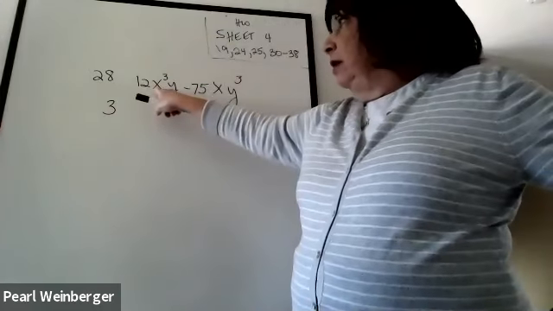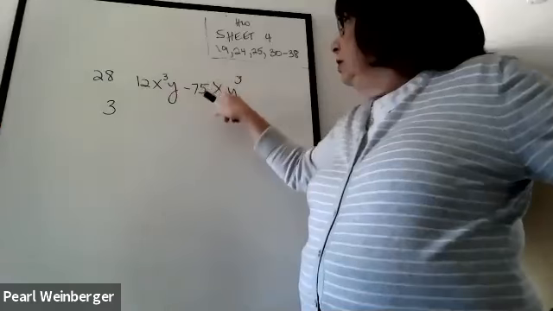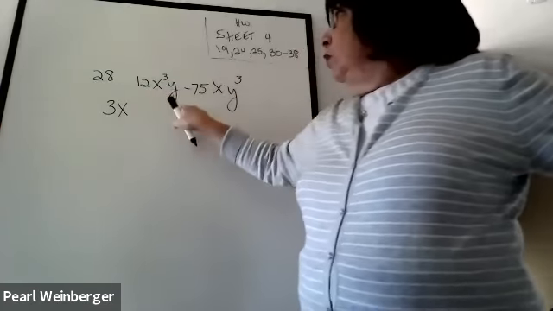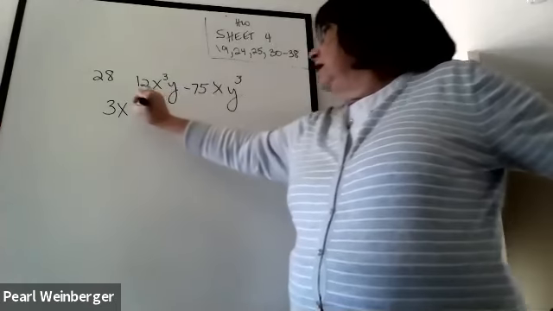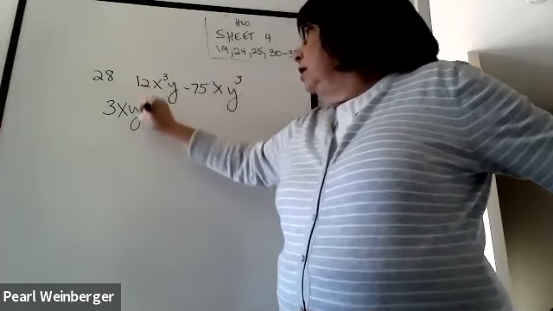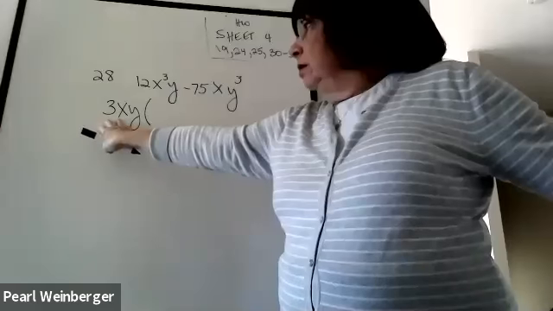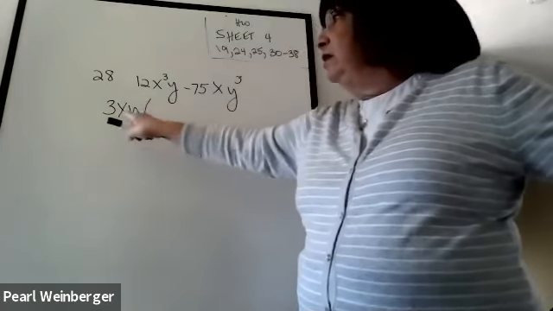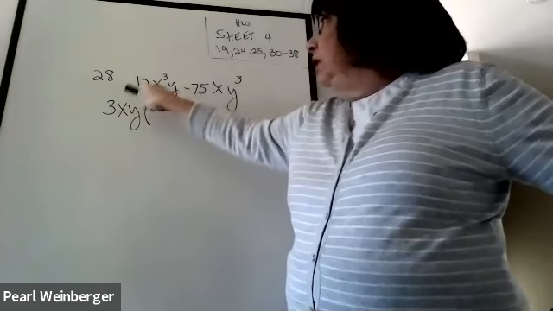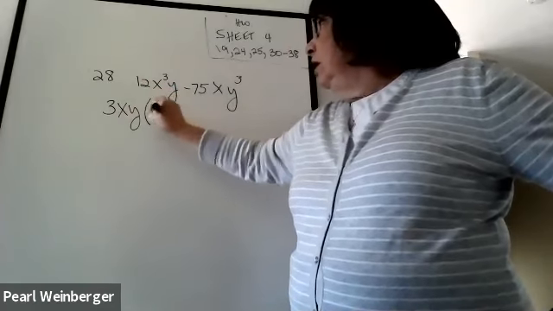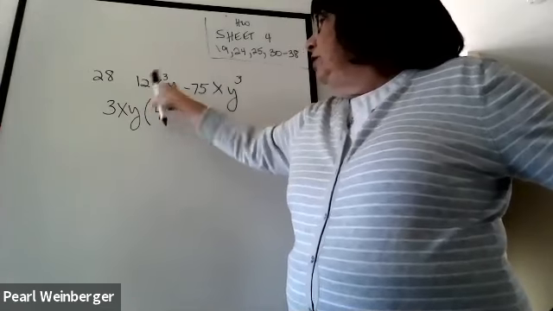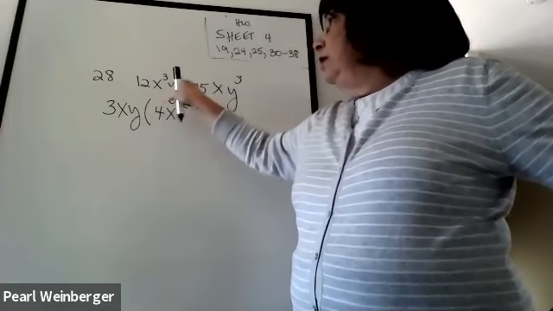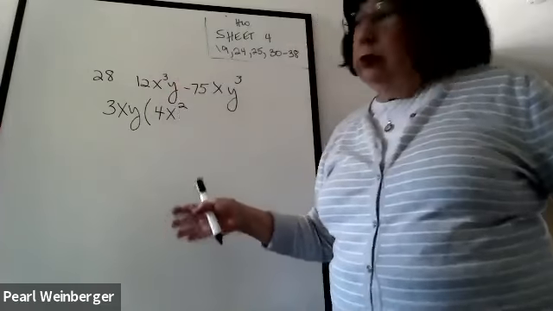Then we look at the letters, the variables, x to the third and x. There's a common factor of x. Y and y to the third is a common factor of y. So my greatest common factor is 3xy. Now I divide this into each term. 3 into 12 gives me 4. X into x to the third gives me x squared. Y into y just cancels out.